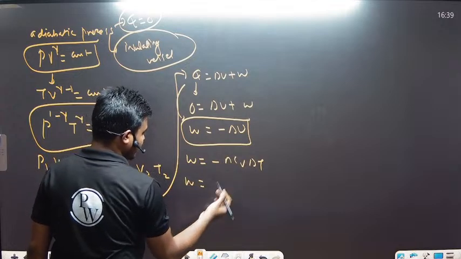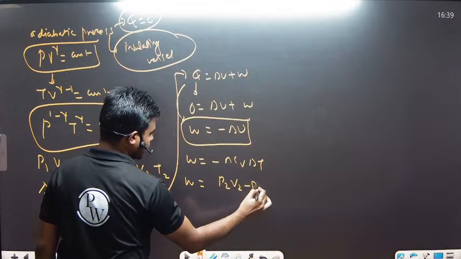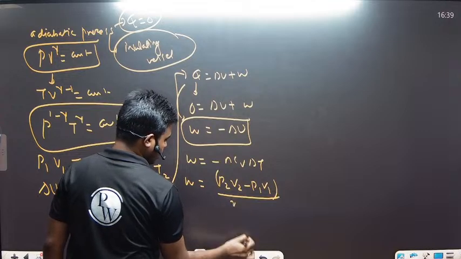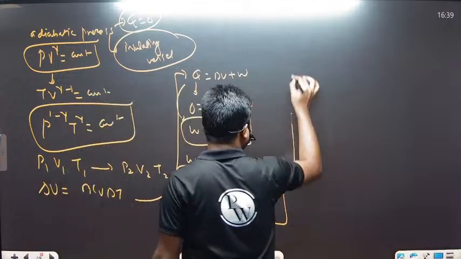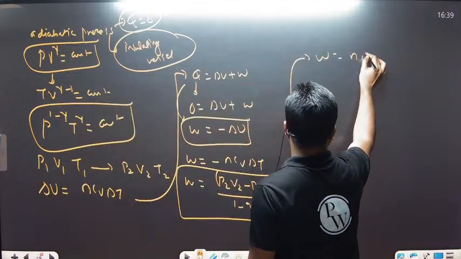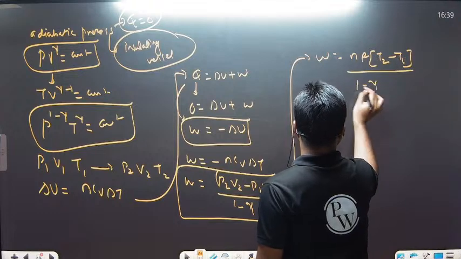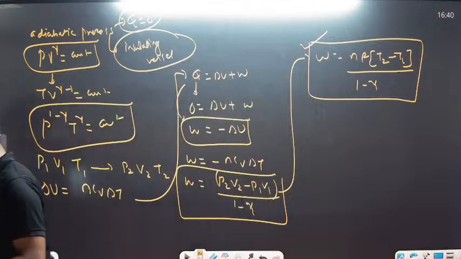W is equal to minus of this, or we can write it in terms of this: (P2 V2 minus P1 V1) divided by (1 minus gamma). Either this formula or sometimes this formula will be used, in terms of nR: (T2 minus T1) divided by (1 minus gamma). This will be the adiabatic process.